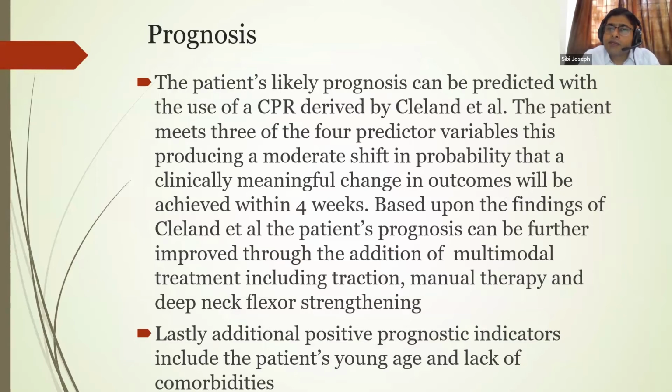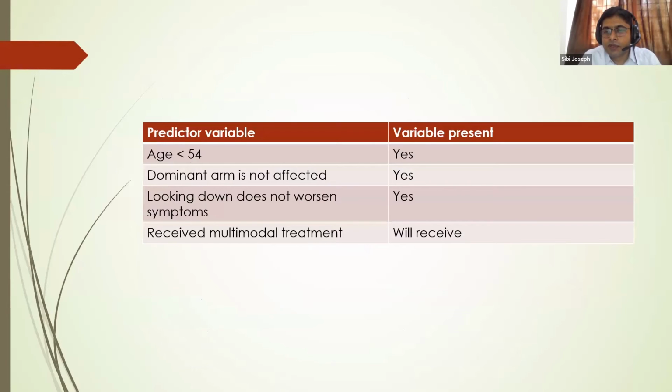Prognosis. The patient's likely prognosis can be predicted with the use of a CPR derived by Cleland et al. The patient meets three of the four predictor variables, thus producing a moderate shift in probability that a clinically meaningful change in outcomes will be achieved within 4 weeks. So this is the CPR.